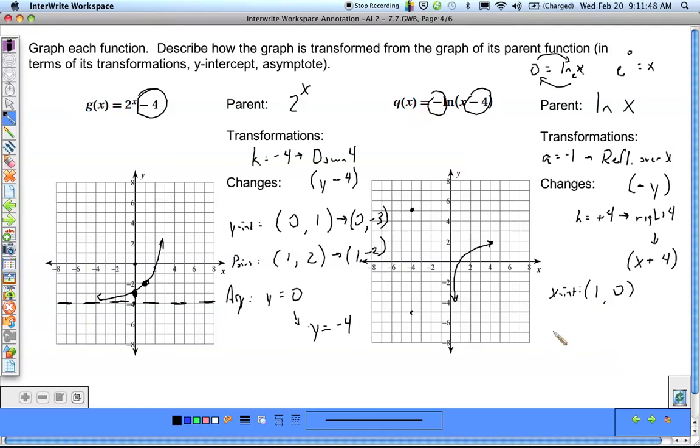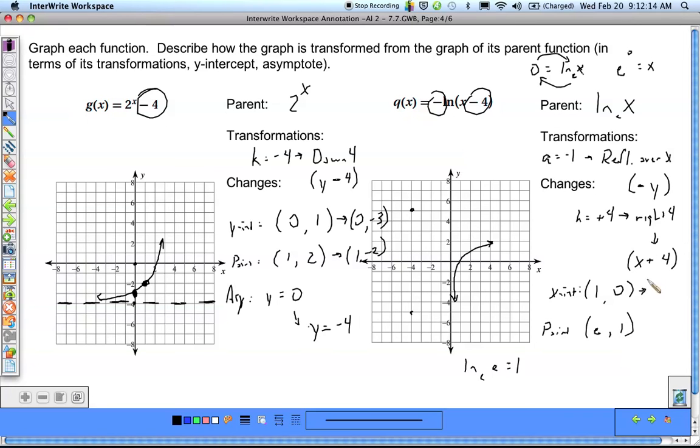We can name another point here. Let's think about an easy value that we can plug into this. Remember, this is base e. An easy number to plug in here would be e. Log base e of e, when we see those two things there, is just equal to 1. So we would have the point (e, 1).